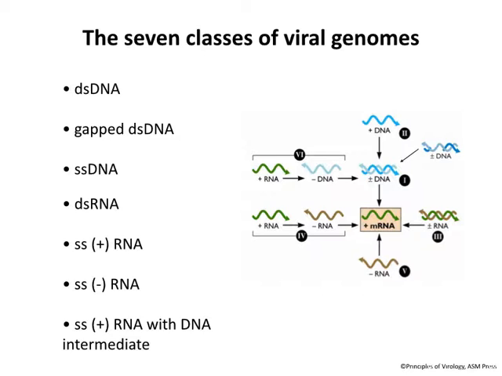And then there's a separate class of single-stranded positive sense RNA viruses with a DNA intermediate. So they have plus-stranded RNA in the virus particle, but that plus-stranded RNA isn't immediately translated as it is for these single-stranded plus-stranded RNA viruses. It is first copied into DNA. And how that works we'll look at today.